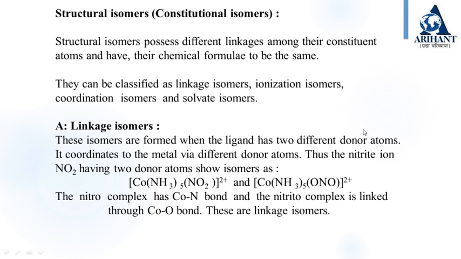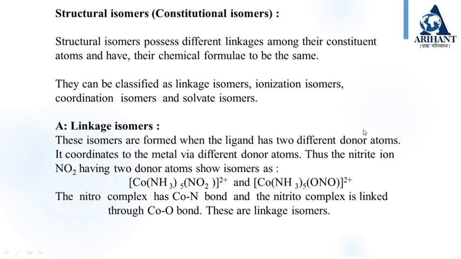First, we will see the linkage isomers. These isomers are formed when the ligand has two different donor atoms. It coordinates to the metal via different donor atoms. Thus, the nitrite ion NO2 having two donor atoms shows isomers as follows.